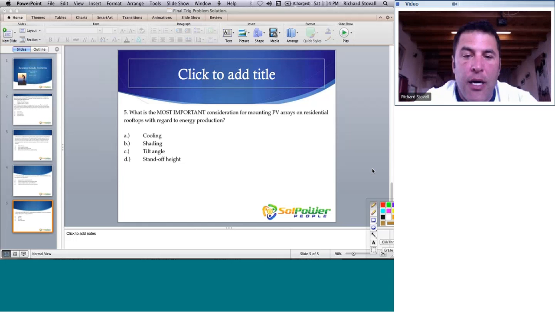Not so much cooling. Tilt angle surprisingly has very little impact. If you go into PV watts and just experiment with tilt angle and even azimuth angle, you'll find, especially with tilt angle, that the difference in performance is not as much as you might think.